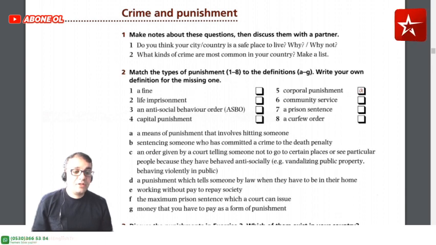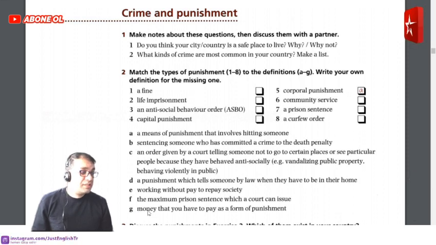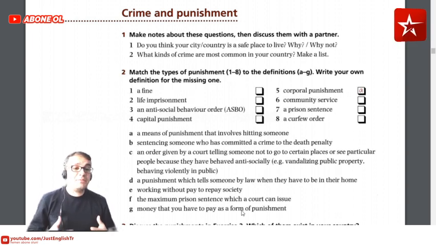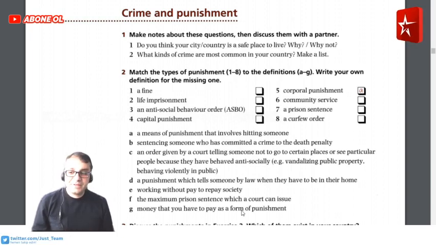For example, a fine. So what is a fine here? It is G, the money that you have to pay as a form of punishment. By the way, when I say I'm fine, it means I'm good. But when you say you got a fine, it means there is money that you have to pay as a form of punishment.